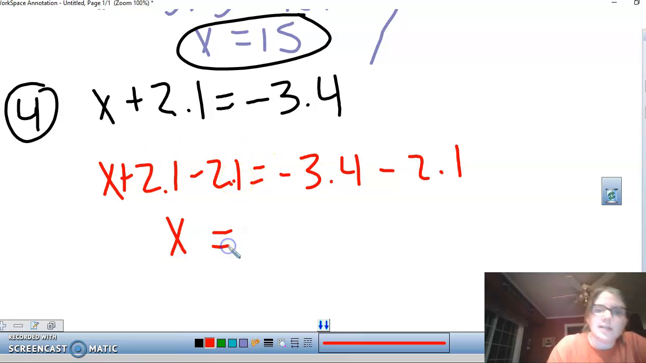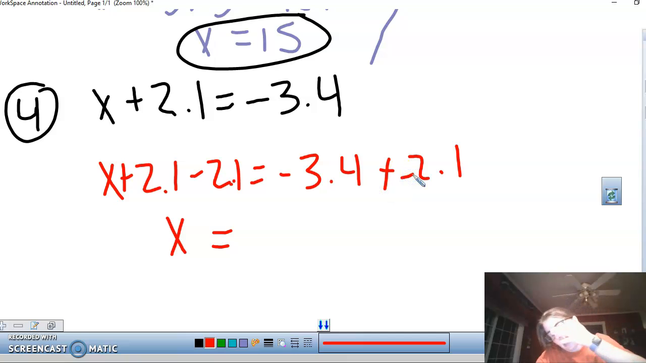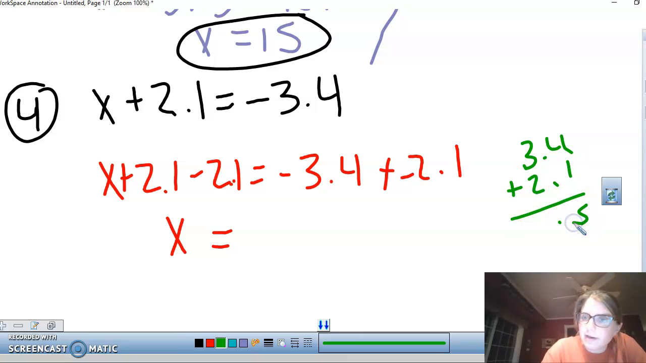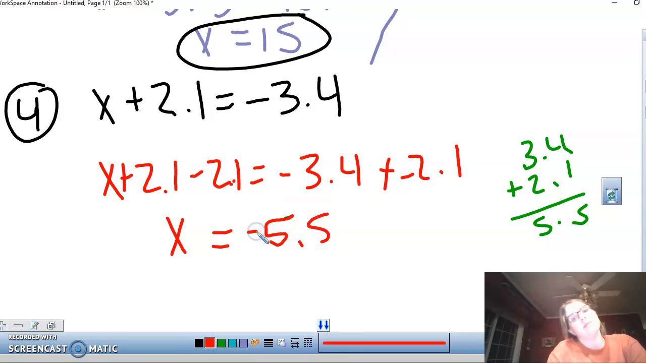On this side over here, I'm going to keep change. And they're the same sign, so I'm going to add. So I'm just going to go over here. We'll do it in green. I'm going to do 3.4 plus 2.1. I know 4 plus 1 is 5. Carry down my decimal, and 3 plus 2 is 5. Oops, let me go back to red. So I have 5.5, and my sign is negative, so the sign's going to stay the same, so it's still going to be negative.